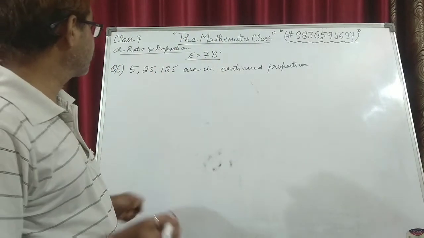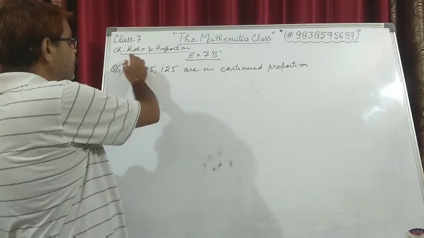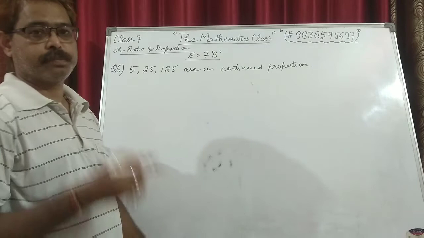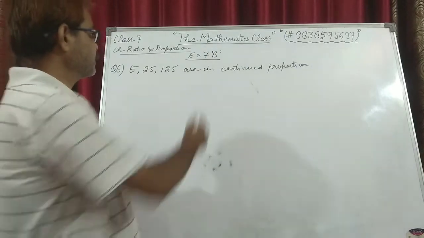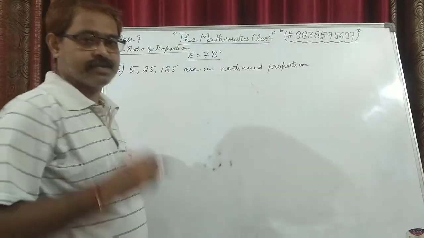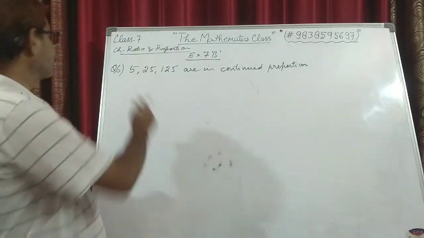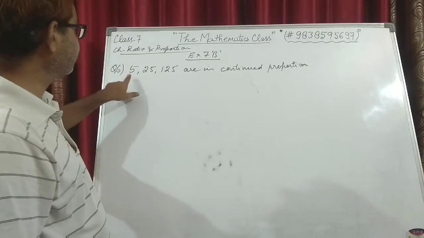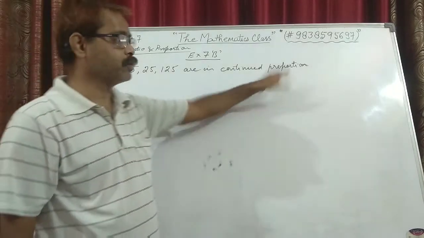This class is for class 7 and the chapter that we were discussing is ratio and proportion. In continuation to the previous class, we have discussed up to exercise 7B question number 5. Now I am moving on to question number 6. They say show that 5, 25, 125 are in continued proportion.